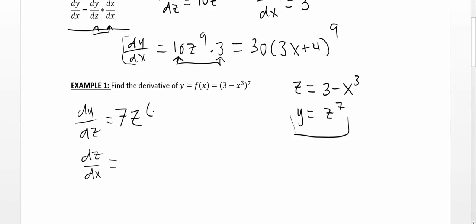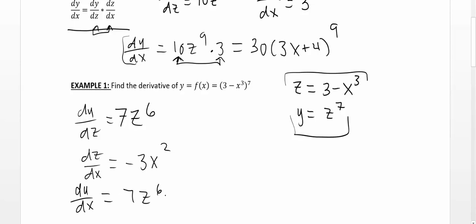So I get 7z to the 6th. And then dz dx, I'm going to come over to my relationship between z and x. When I take the derivative, I get 0 for the derivative of 3 and minus 3x squared for the derivative of x. So now I need to multiply these two things together to get dy dx, which is the derivative I'm interested in. So I have 7z to the 6th times negative 3x squared.